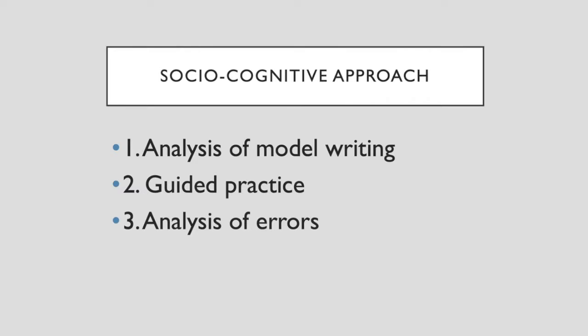So there are 3 things that I do in my classroom. The first one is an analysis of our model writing, whatever that may be. Then we do guided practice and an analysis of errors. Now, the goal is to make these students aware of how academic writing works. Now, I've been on both sides. I use this model or approach as a teacher. I use a socio-cognitive approach when I teach in my classroom, but I've also experienced it as a student. As I was writing my dissertation, we were encouraged to go out and find dissertations in our field and read through them and look at what was good and what was maybe not so good.